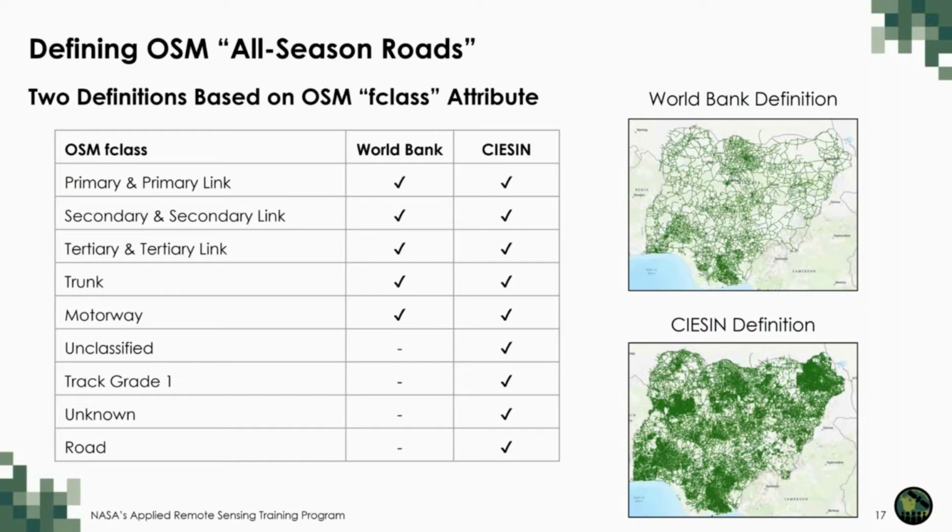This table shows the 5 OSM F-classes that the World Bank included in their definition of all-season roads for those 3 countries for which they used OSM data. Our visual inspection of roads in imagery during our pilot run with Nigeria, Colombia, and Spain indicated that 4 additional F-classes quite often looked to be in good condition, though there was variability between countries. We decided to expand the definition of all-season roads to include these 4 and ran the analysis with both definitions so we could compare results.